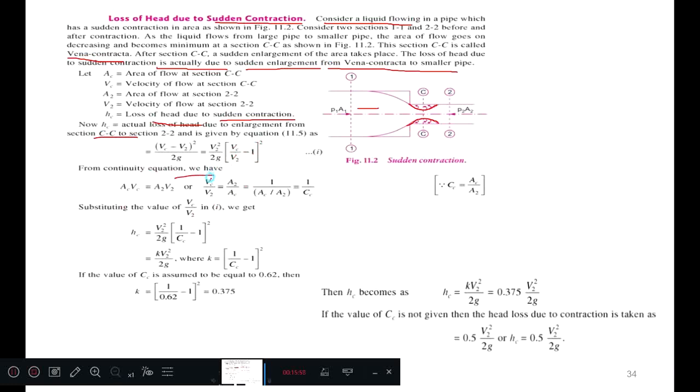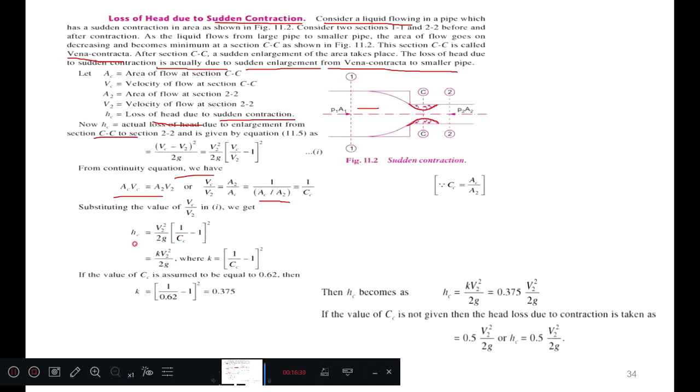So from the continuity equation again, we can write Ac into Vc is equal to A2 V2, or Vc by V2 equal to A2 by Ac, or 1 divided by Ac by A2. The ratio of the contracted area divided by the area at section 2, that is the original area, gives us the coefficient of contraction, that is 1 by Cc. Substituting the value of Vc by V2 in equation number 1, we get Hc equal to V2 square by 2g, that is when we take this as common, (1 by Cc minus 1) whole square.